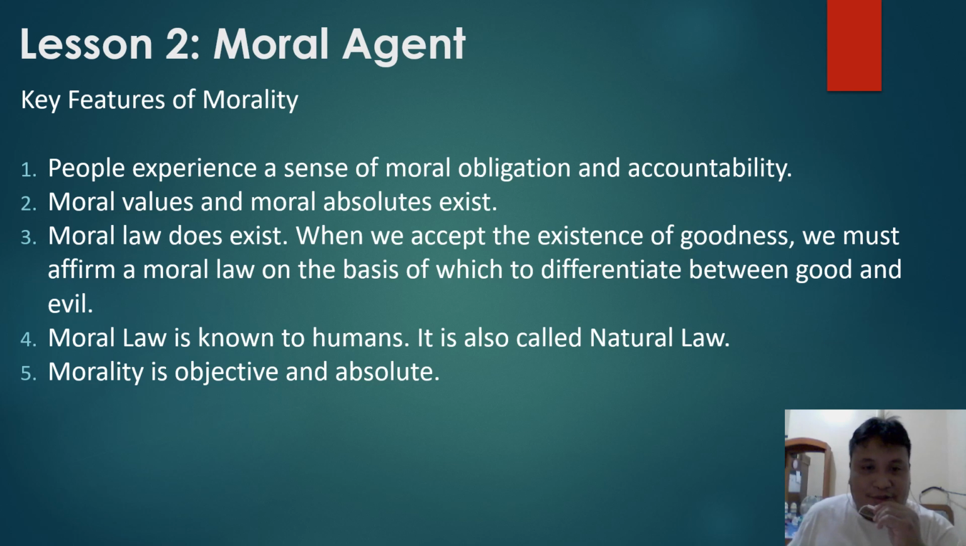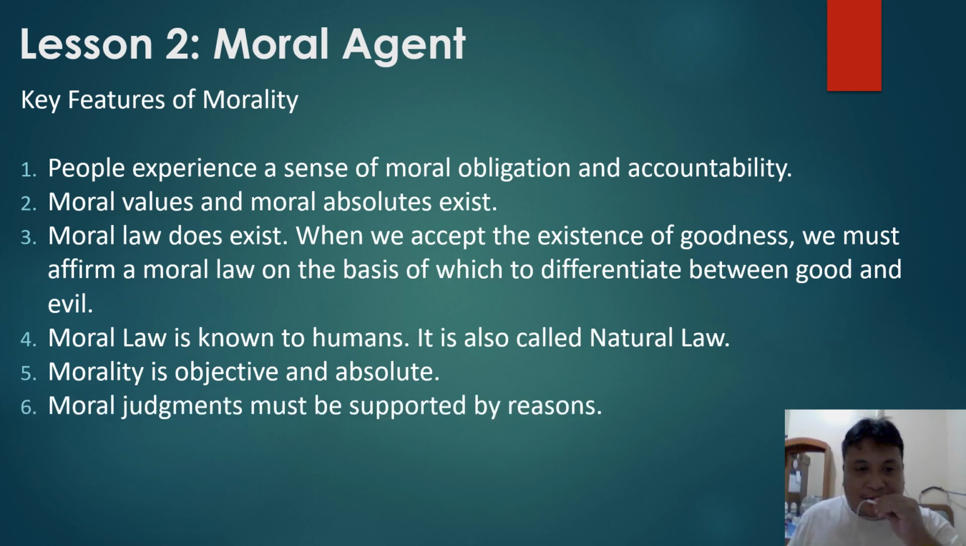That's why morality is objective as well as absolute. So there is a real right and there is a real wrong. It is universal. Therefore, it applies to all. And it's immutably true, independent of whether anyone believes it or not. Next one is moral judgments. They must be supported by reason. So, moral judgments are different from mere expressions of personal preference. They require backing by reasons. In the absence of such reasons, they are merely arbitrary.